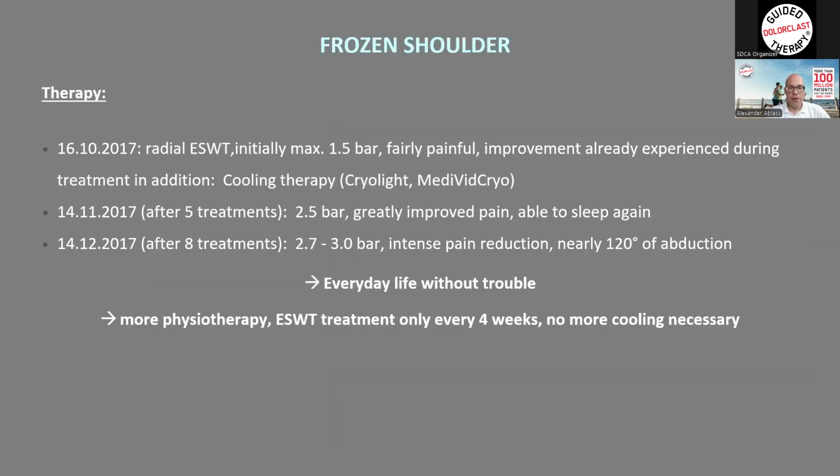Frozen shoulder, as an example, of how we can improve the pressure and range of motion. It's a 2-month treatment. We started initially with 1.5 bar, very painful, and could increase up to 3. Range of motion, a lot better. Pain, a lot better. Everyday life without trouble. We know frozen shoulder is going away anyway, but until this happens, these patients need to be pain-free, and we need to improve their range of motion for daily activities.